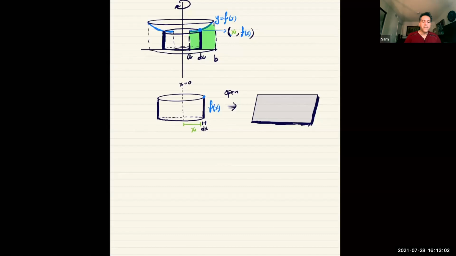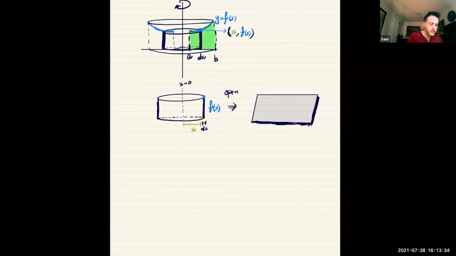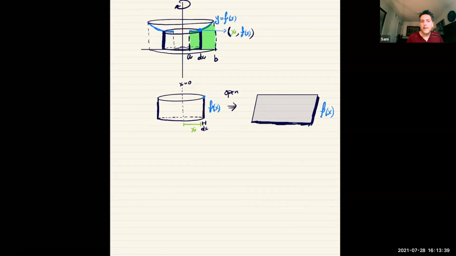Okay, so now the width of this rectangular box is the same as the altitude of the cylinder, right? And we can see that. If I open this up, the height of the cylinder is the same as the width of the box. And the width of the box is f of x. All right, so the dimension here is f of x or y.